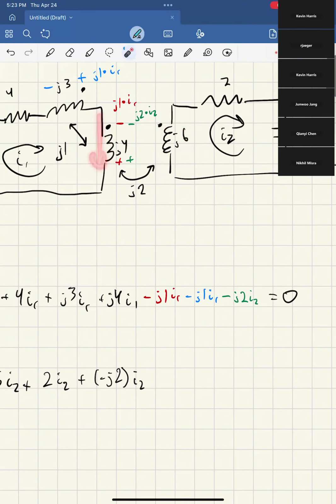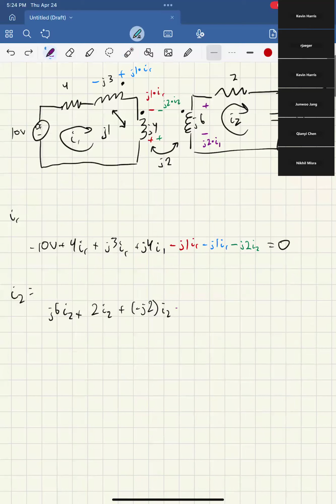So we have current I1 flowing into the dotted terminal, which means the dotted terminal over here will be positive. And the value will be that mutual inductance times the current flowing through the other inductor. Pretty straightforward. Then, I2 is defined as flowing this way, going from minus to positive, which means this will be a negative term. So here, just like before, it's going to be minus the mutual inductance times I1.